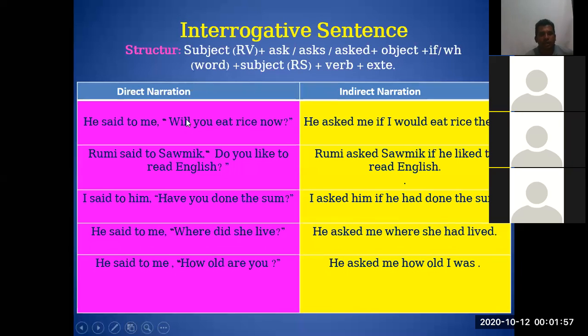Here notice in interrogative sentence auxiliary verb is put before subject, but in indirect speech auxiliary verb is put after the subject, because after putting the conjunction we must put the subject, not the verb.